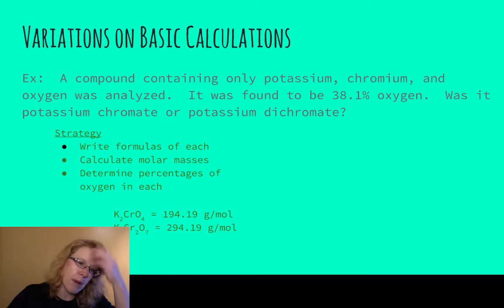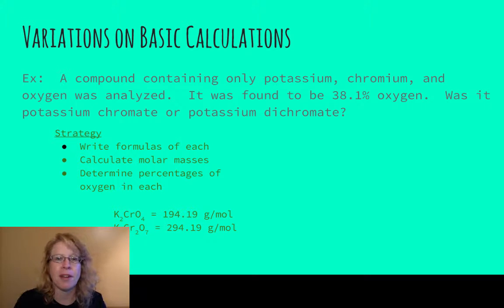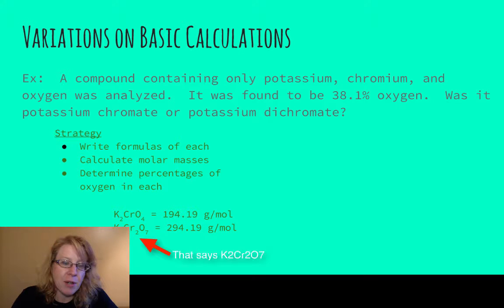So here are my 2 molar masses. If I write my formulas correctly, potassium chromate is K2CrO4, because chromate has a 2 minus charge. Potassium dichromate is K2Cr2O7. Dichromate is Cr2O7 with a 2 minus charge. So here they are, the molar masses on there. I'll let you get your periodic table out and figure out how I got those, but it's just a simple matter of finding the mass of potassium times 2, the mass of chromium times 1 or 2, and the mass of oxygen times either 4 or 7, depending on what it is.